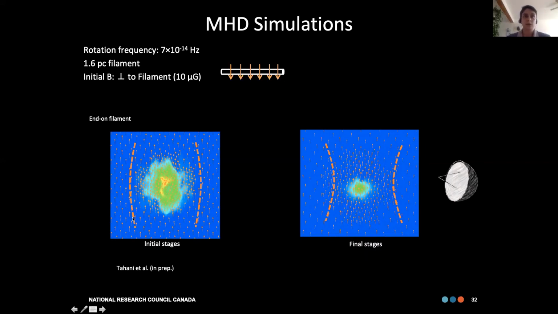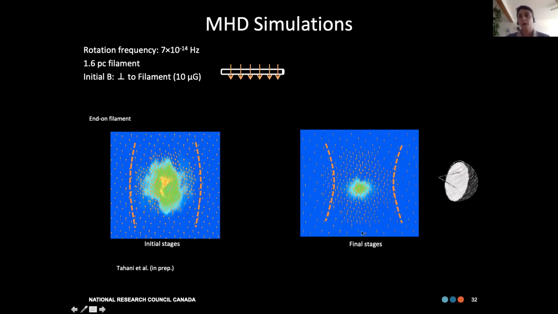So we do end up seeing a wrapping of magnetic field around it. And this rotation frequency that we use is 7 times 10 to the minus 14 hertz. That is the rotation frequency that we found from literature, based on the velocity gradients across the filament. If we go to higher rotation, the twisting becomes a bit higher, but the general pattern is conserved.